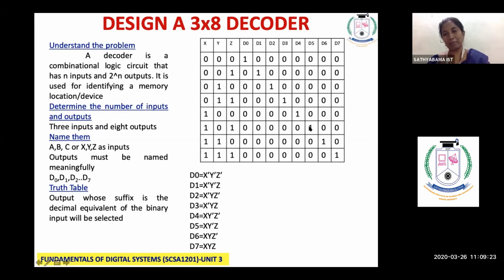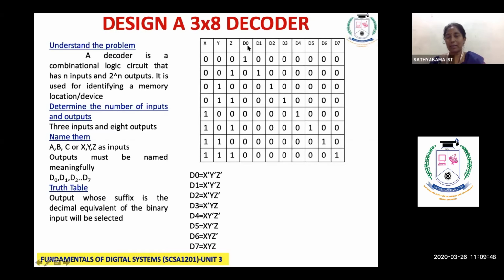Likewise, randomly we will do D5. For D5, where are you having 1? When x is equal to 1 and y is equal to 0 and z is equal to 1. That is x, y dash, z. Check. x, y dash, z. So have you all understood? This is the most important step.